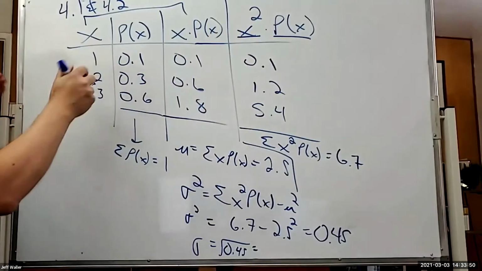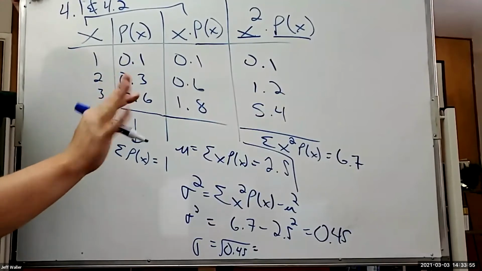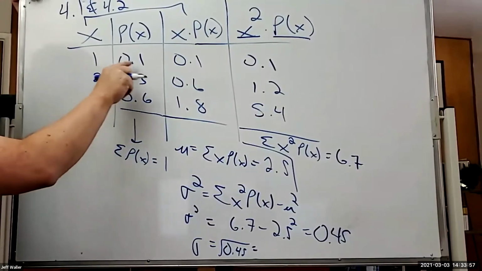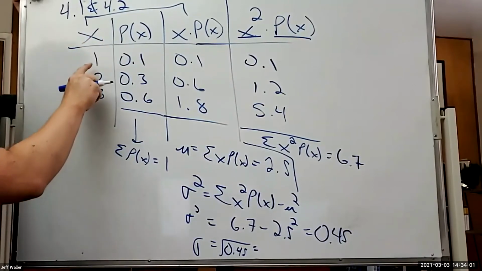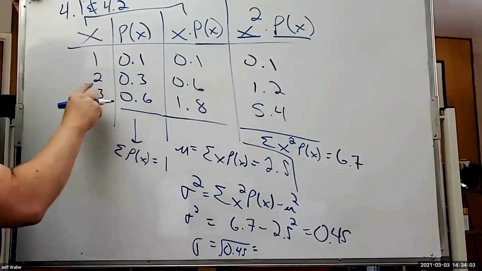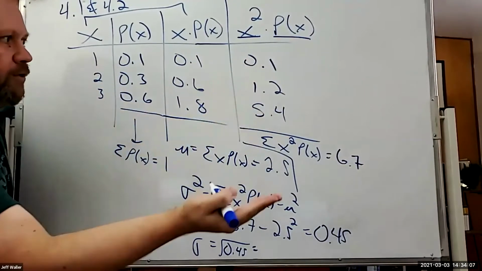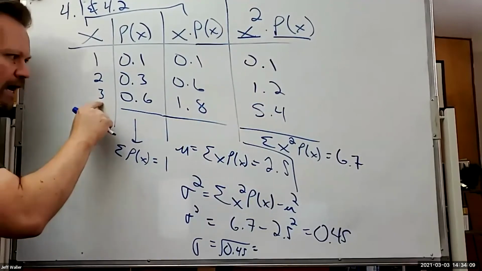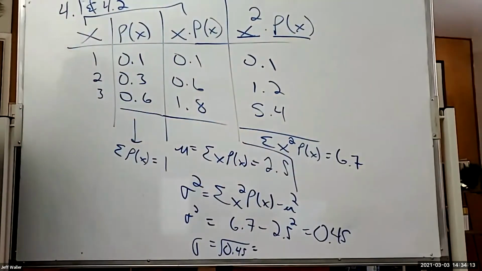Now you could do, now watch, I really want you guys to understand math doesn't care which way we get there. Couldn't I square this and multiply by this? Wouldn't that be x squared p of x? What's 1 squared times 0.1? 0.1. What's 2 squared? 4 times 0.3? 1.2. What's 3 squared? 9 times 0.6? 5.4. Math doesn't care.